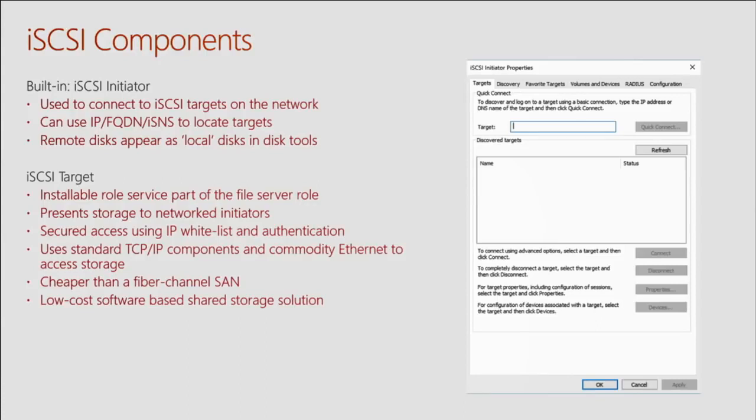Disks will then show up as local disks as far as the other server is concerned. The initiator is built in. You just need to configure that and away it goes. Point to a target using an IP address, a name, usually with some security on there.